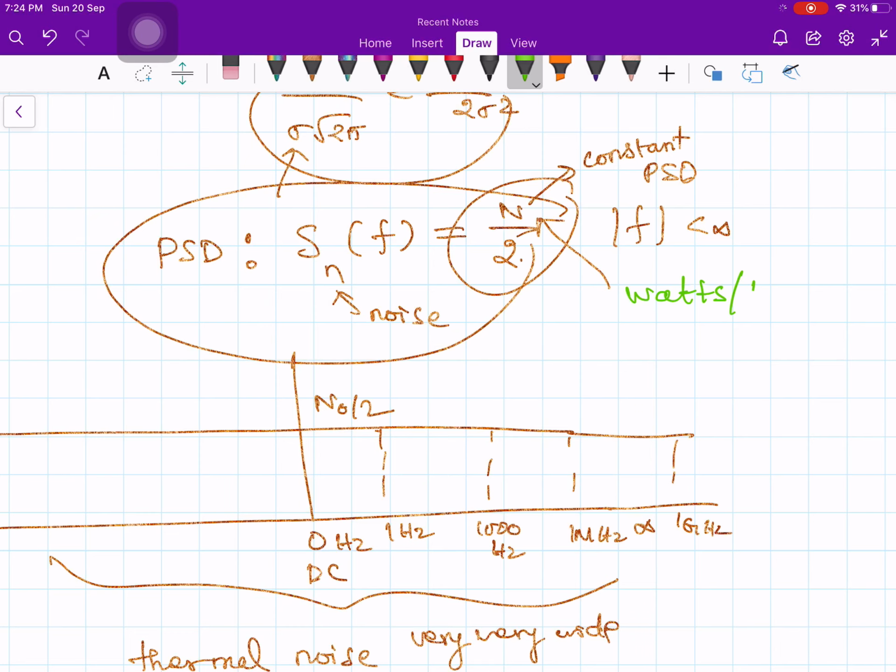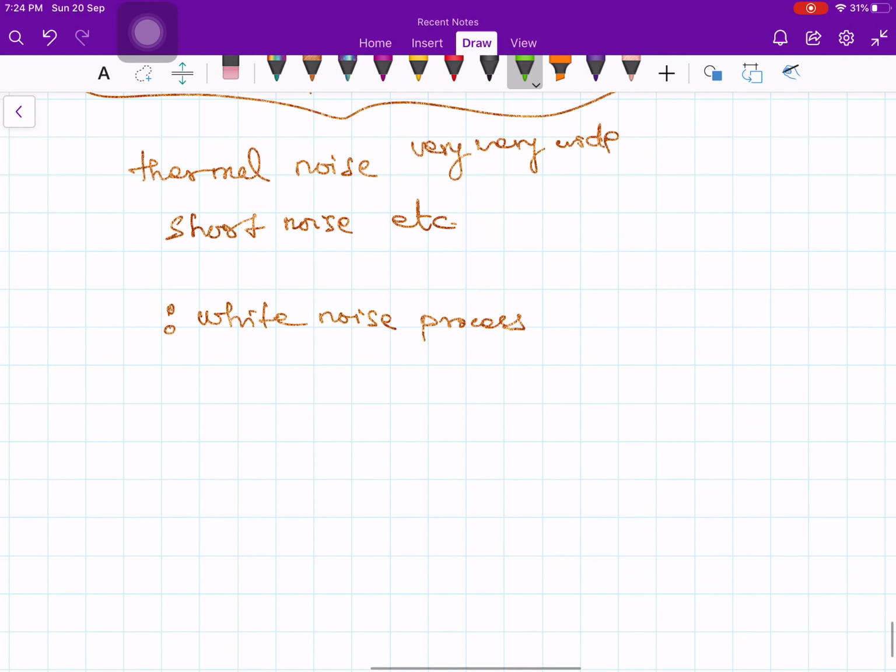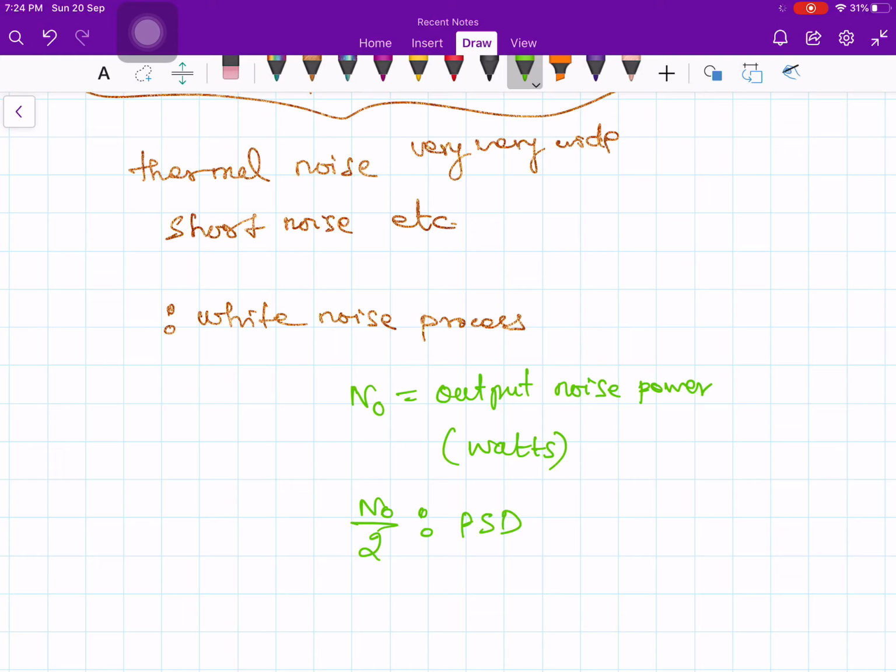So let me summarize the units. N naught is output noise power. What is the unit for this? Watts. What is N naught by 2? Power spectral density. What is the unit? Watts per hertz. So both are different, please don't get confused. N by 2 is a density function, therefore the unit is watts per hertz.